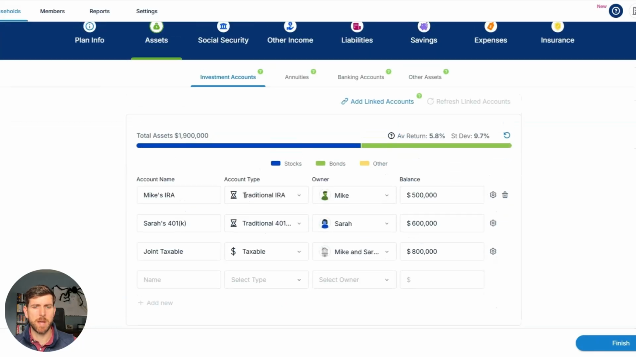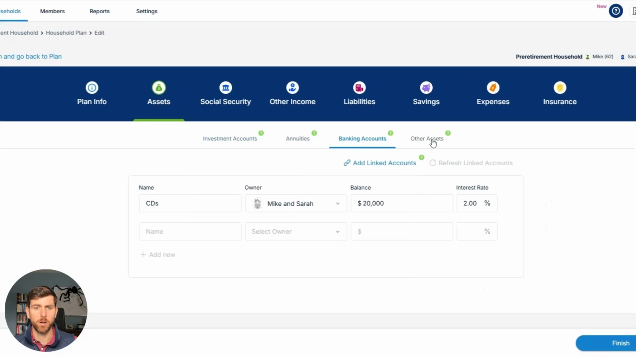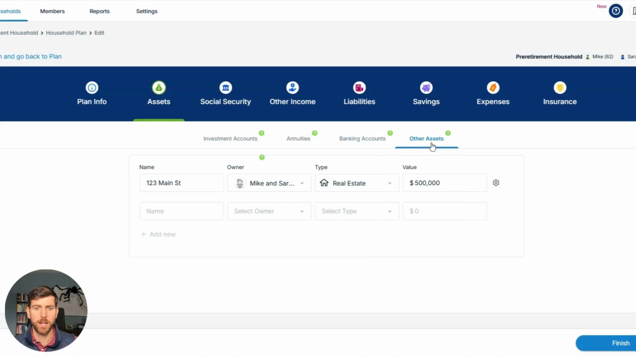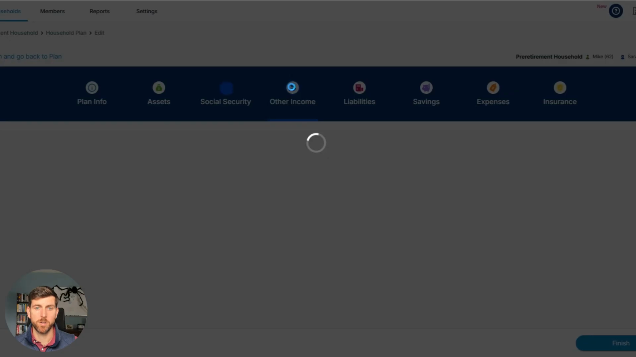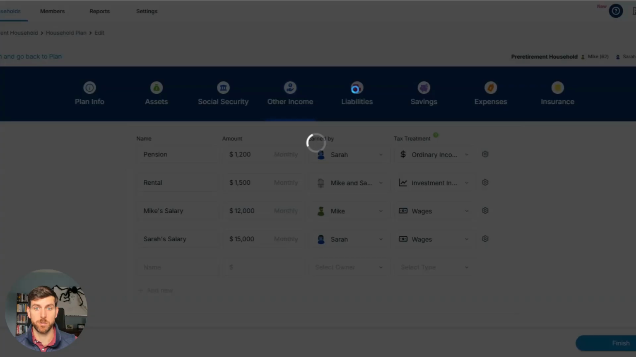So I have a smattering of just hypothetical accounts and balances in here of the traditional pre-tax type. So a traditional IRA in Mike's name, a traditional 401k in Sarah's name, and then a joint taxable or brokerage account that's about $800,000. There are some bank accounts in here and the value of their primary residence. On top of that, I have some hypothetical income amounts in here from a rental property. Sarah has a pension, and finally their salaries until they're done working.